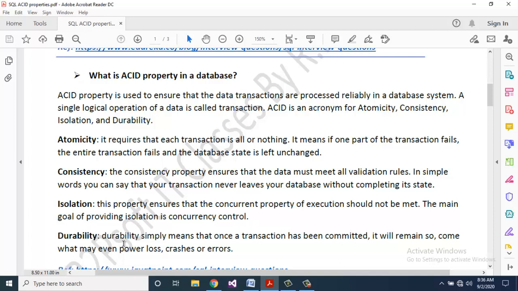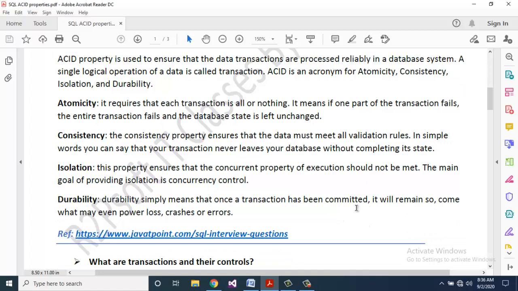Durability. Durability simply means that once a transaction has been committed, it will remain so. Come what may, even power loss, crashes, or errors.